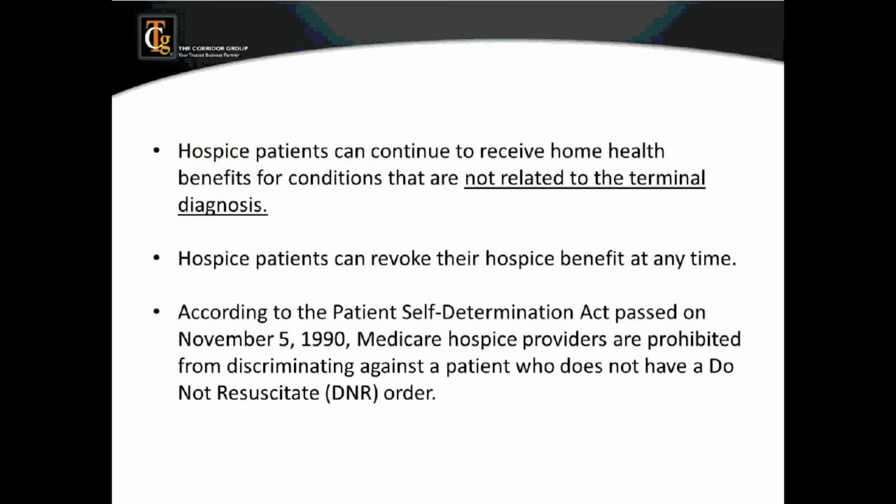Hospice patients can revoke their hospice benefit at any time. So you could have that person elect their hospice benefits. Somebody comes in from the family, from, we used to say California when I was in the Midwest, but I'm in the West now. So let's say they come in from the Midwest, and they're saying, you know what, we don't want mom on hospice. What they can do is just revoke their hospice benefit at any time. Their Medicare benefits begin again for that diagnosis.